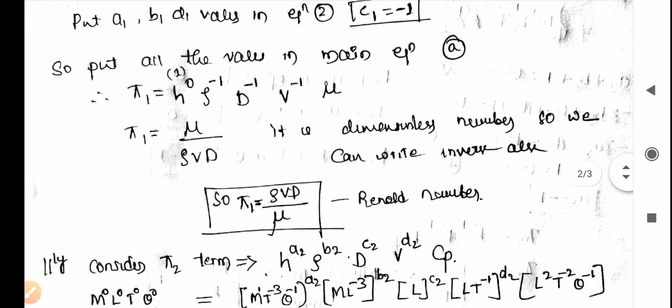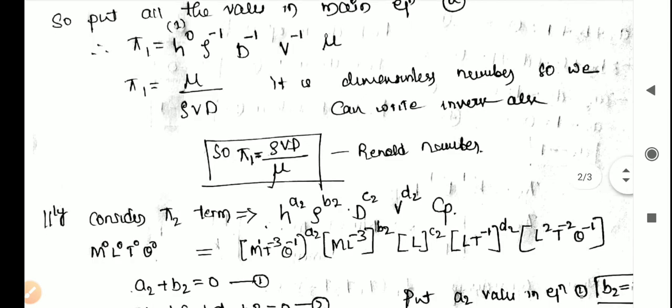Okay, so h raised to 0 means it's 1, right? So rho vd into mu is the remaining term, so pi is equal to mu divided by rho vd. Okay, so it's a dimensionless number, so we can write it as inverse also. So pi 1 is equal to rho vd divided by mu. Okay, this formula is called the Reynolds number.